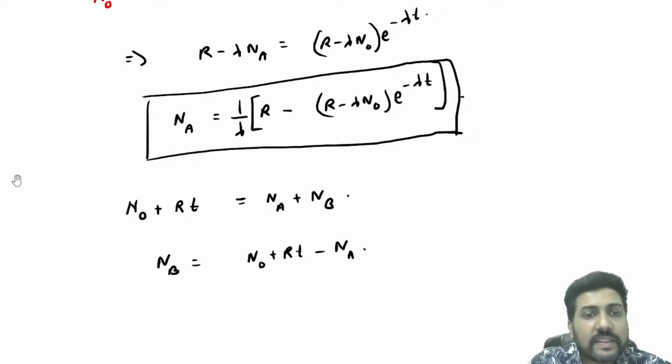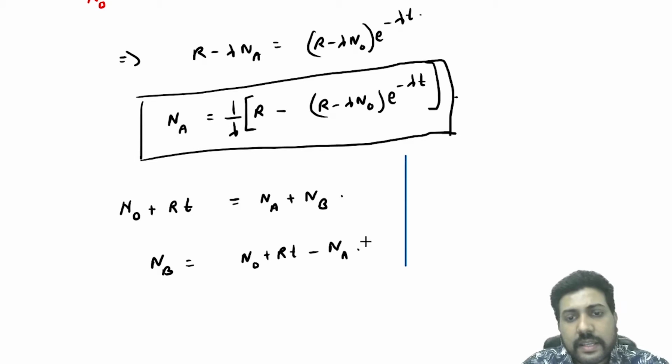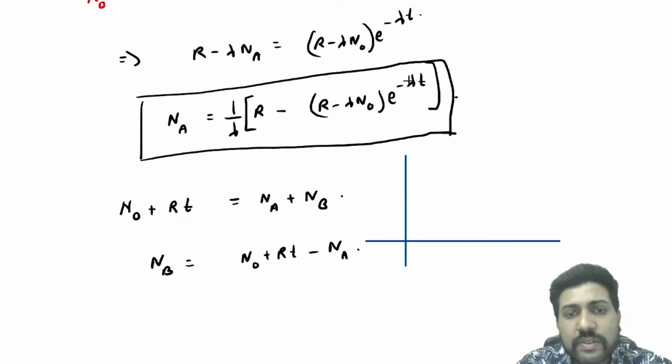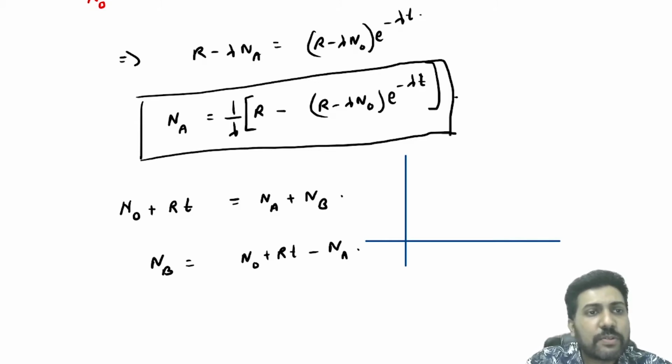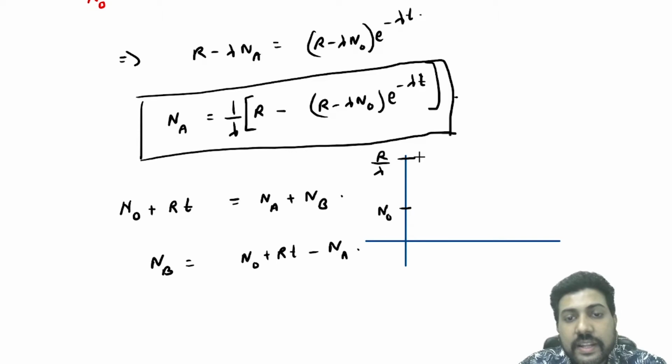If you want to plot the graph of Na versus time, this time the maximum nucleus will be at t equal to infinity, and when you put t equal to infinity, this whole term is 0 and the maximum nucleus will be R by lambda. So when you draw the graph, it will start from n naught, not 0, because at t equal to 0, the number of nucleus of A is not 0 but n naught, but it will end at R by lambda only. Okay, so this time the graph will be like this.